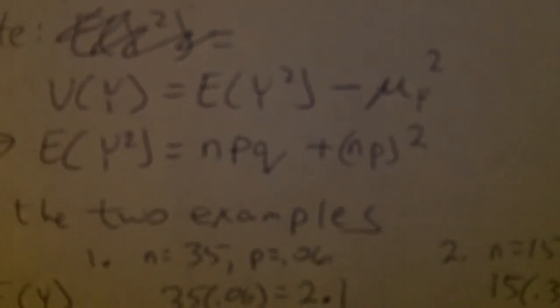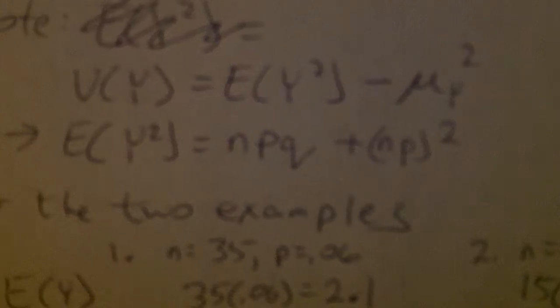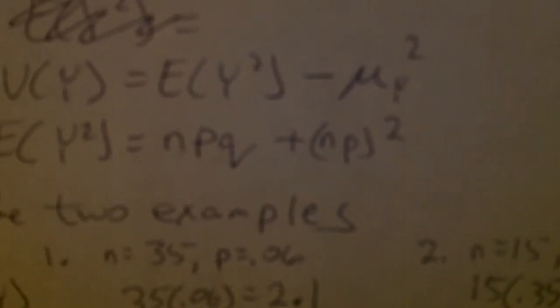Okay, reminding you back of one thing in section 3.3, the variance of y can be calculated as the expected value of y squared minus the square of the mean. If you're looking for the expected value of y squared, if we just go ahead and solve that expression for the expected value of y squared, it's the variance of y plus the square of the mean, and that is what you see right there in this case, npq plus the square of np.